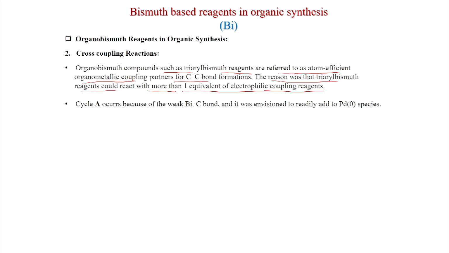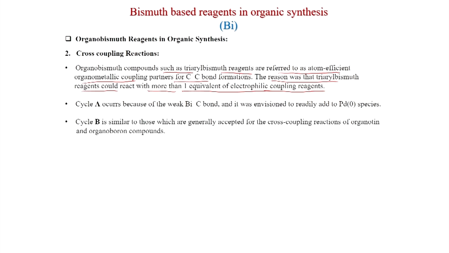and this is the proposed cycle, the cycle A. So, this is the cycle A. The oxidative addition is happening first in cycle A. Palladium adds to R-Bi, because this bond is very weak. We have already said that the bismuth carbon bond is weak, and that is the explanation here. The cycle A occurs because of the weak bismuth carbon bond, and it was inefficient to readily add to the palladium 0 species to generate this.